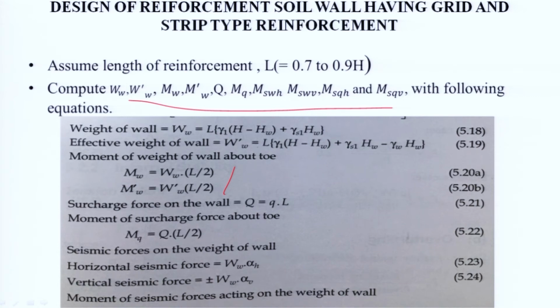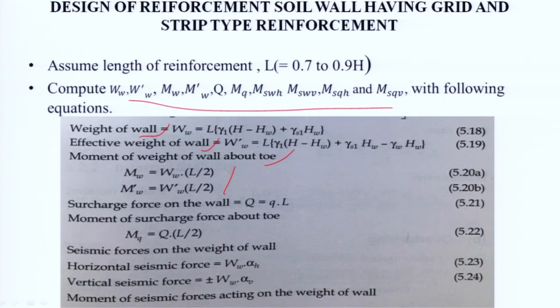So, here the weight of the wall, we can consider it, the effective weight of the wall, the moment of weight of the wall about the toe, then the surcharge forces on the wall, then the moment of surcharge force about the toe, then considering the seismic force on the weight of the wall. One is for the static condition and another is for the seismic condition.